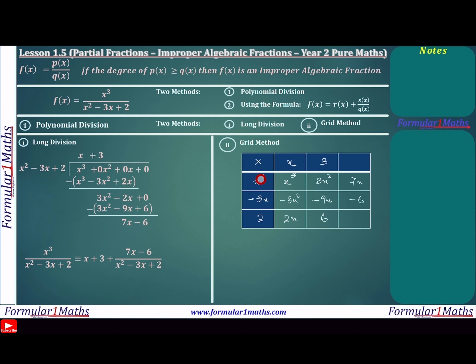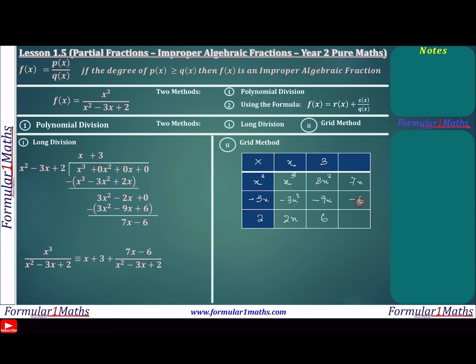Now looking at this one and that one, there's nothing that I can multiply this by to get 7x. So we stop here and conclude that the remainder is 7x minus 6. And then the quotient is x plus 3. So this will always be the quotient, and the results here will be the remainder.